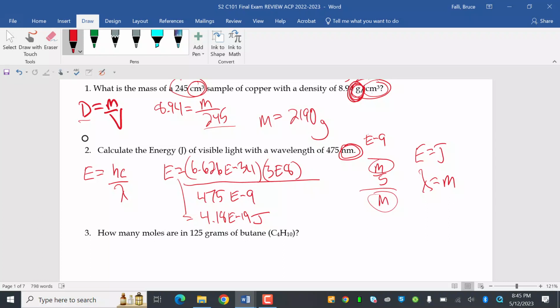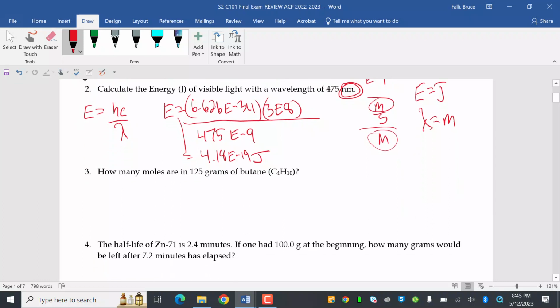Okay. How many moles are 125 grams of butane? 125 grams of C4H10. I'll put that unit on the bottom. And I'm going to go into moles of C4H10. 1 mole. Little g stands for grams, and little g stands for go to the periodic table.